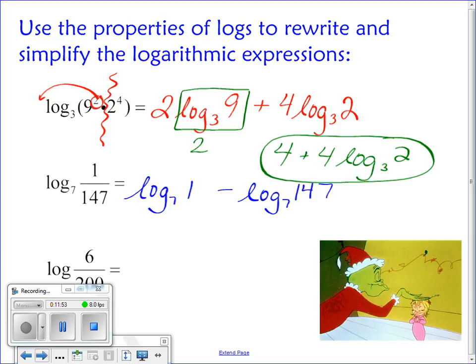All right, so, guys, take a look here. 7 to what power equals 1? 0. So this is, in essence, nothing. Can you do 7 to some power equals 147? No, you can't. So I can't really simplify this one. So my final answer then is negative log base 7 of 147.